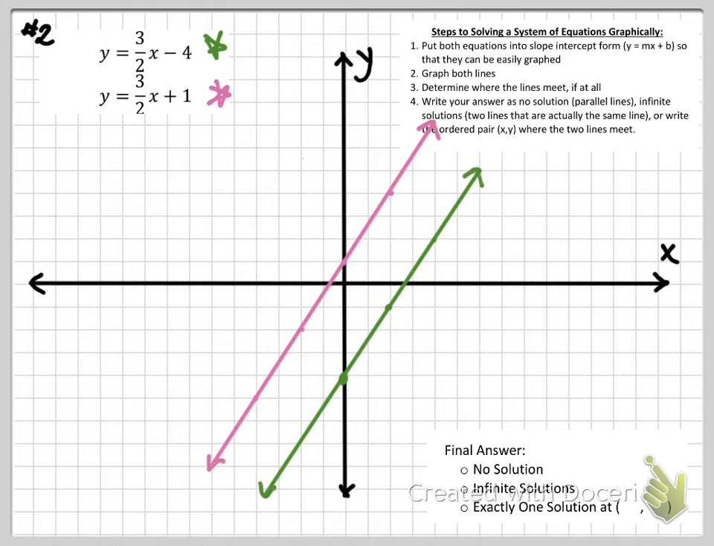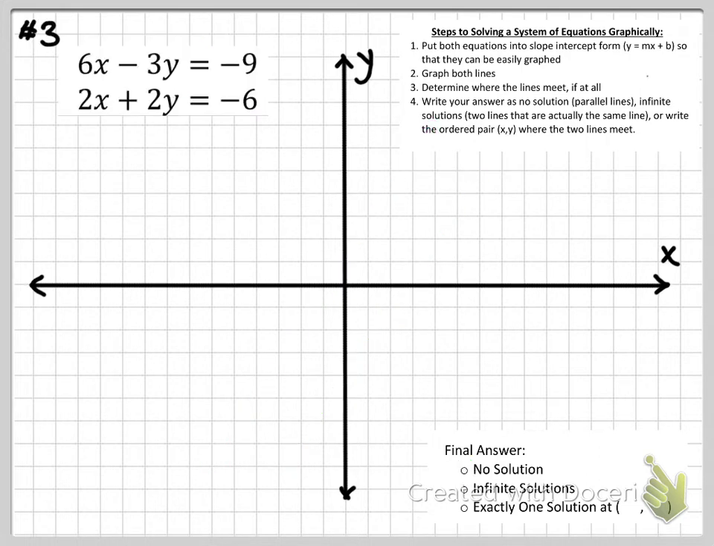Remember, parallel lines never meet, or you can say that they meet at infinity, right? So does that mean that we have no solution, infinite solutions, or exactly one solution? If you said that it means we have no solution, then that is correct. Let's look at another example.